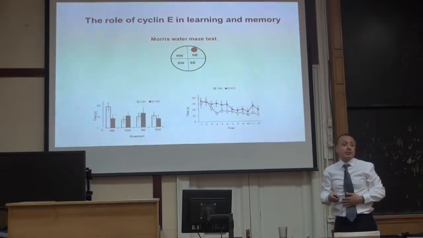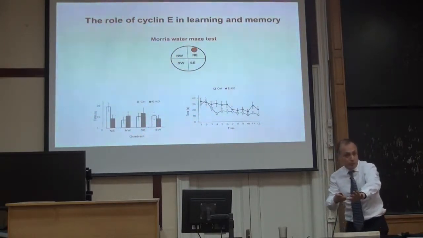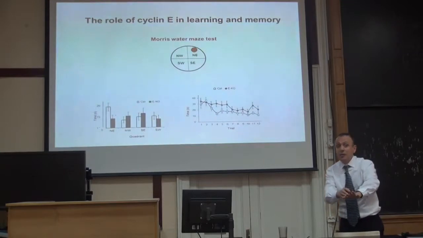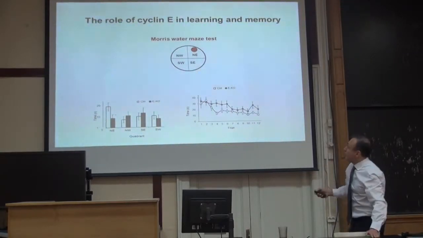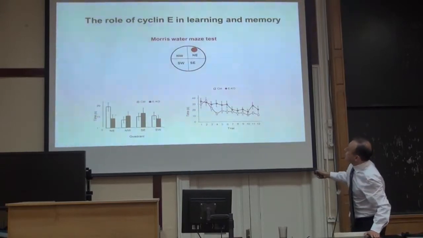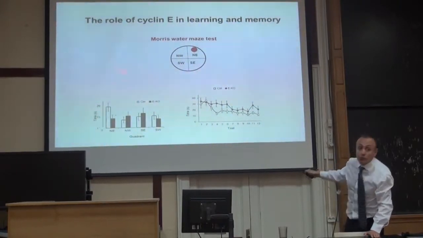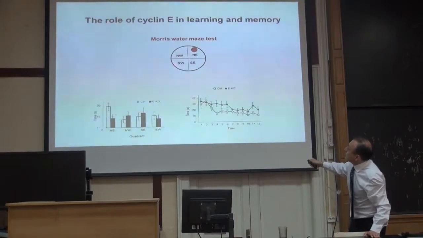And then, after several trials, we submerge the platform. So the platform is still there, but mice cannot see it, but hopefully they will remember where the platform was. And then we measure the time, so we throw the mice in different places to confuse them even more, and then we see what percentage they spend in this quadrant searching versus in this quadrant versus in this quadrant.